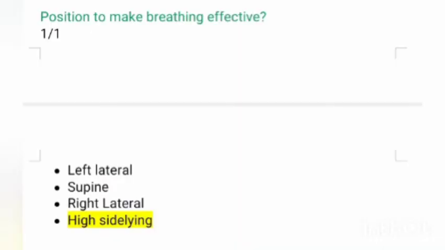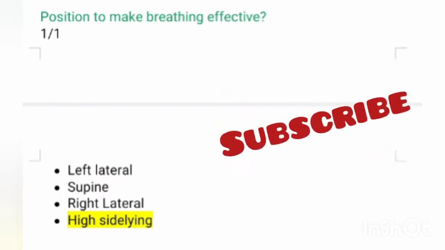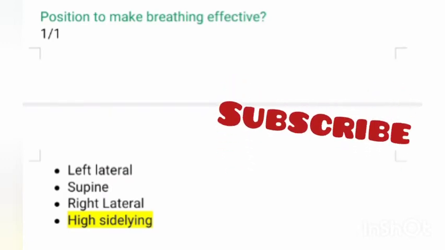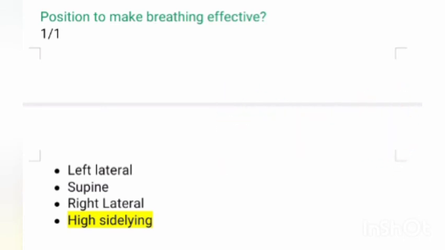So the first question is position to make breathing effective. The options are left lateral, supine, right lateral and high side lying. The correct answer is, as you can see, high side lying. The position to make effective breathing is high side lying.